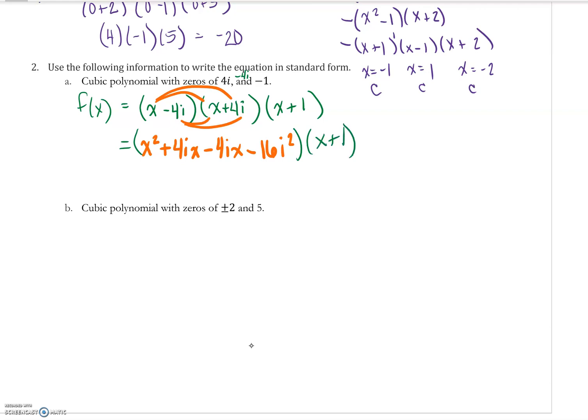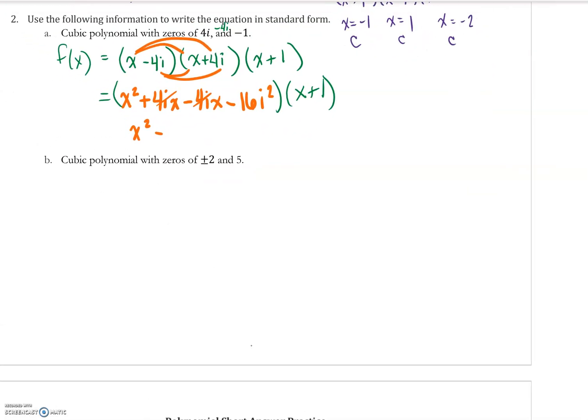But before we get there, let's clean up this stuff in orange. I know that my 4ix terms are going to cancel out. So really, I have x squared minus 16i squared. But if you remember, i squared is really the number negative 1. And when we take negative 16 times negative 1, that turns into positive 16. So now I know I'm multiplying x squared plus 16 times x plus 1.